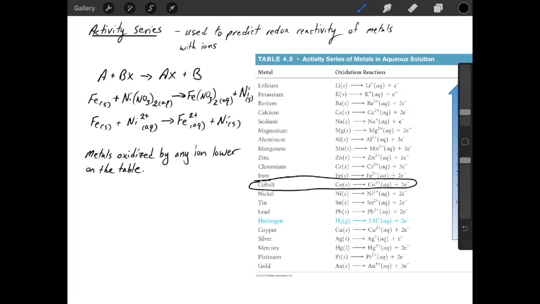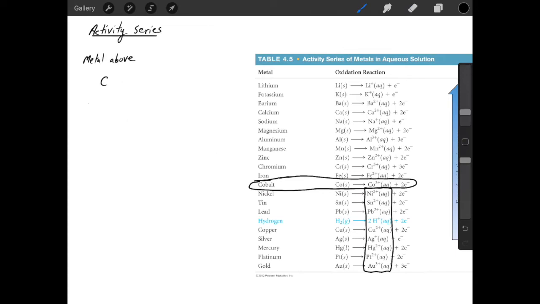So cobalt is a metal. Cobalt solid can react with any ion that is below it on the table. So cobalt will be oxidized by nickel ions, tin ions, lead ions, hydrogen ions, etc., all the way down the table. But it will not react with any metals below it, any metals above it, or any ions above it. So we'll look at every possible combination of reaction types. In the first one, we'll look at cobalt reacting with a metal above it on the table.